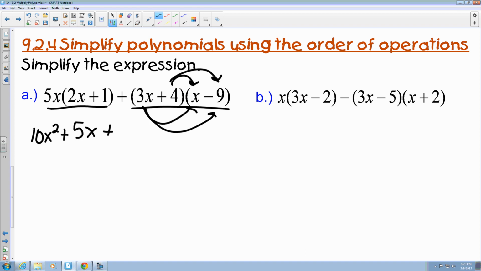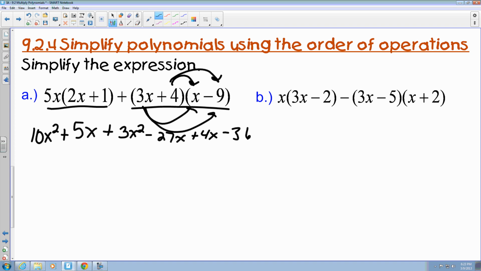So now I'm left with this 3x squared minus 27x, and then 4 times x, which will give me a plus 4x, and then it would be what, minus 36.